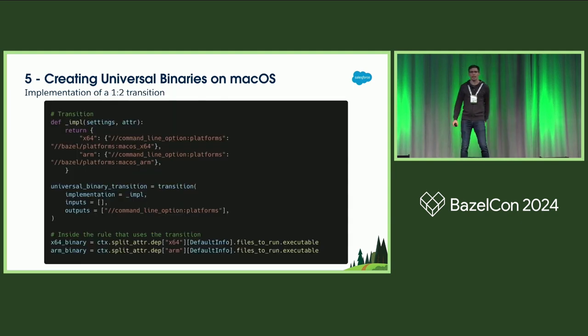And I quickly want to show how simple that transition even looks. So at the top, we can see the implementation of the transition, which simply says, instead of saying I want to overwrite one option, I want to have two times the dependency tree and overwrite that option one time. It's for macOS x64 in this case, and macOS ARM. And at the very bottom, you can see these two lines that the rule will use to get that dependency. And it's just an array access on split attribute dependency to get the path to those two binaries for these two different architectures.